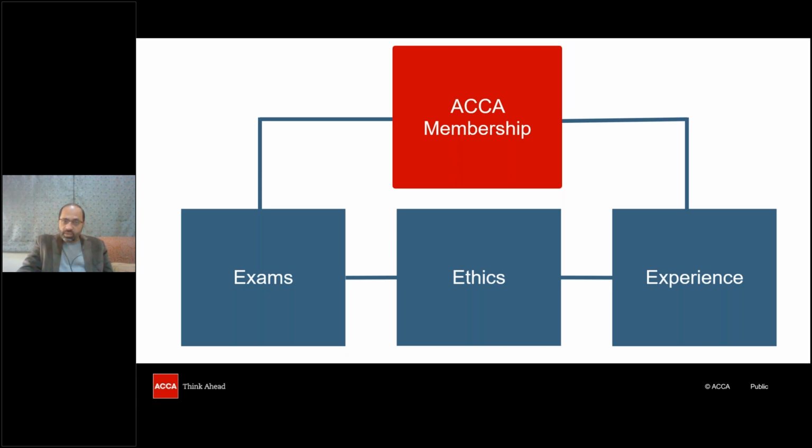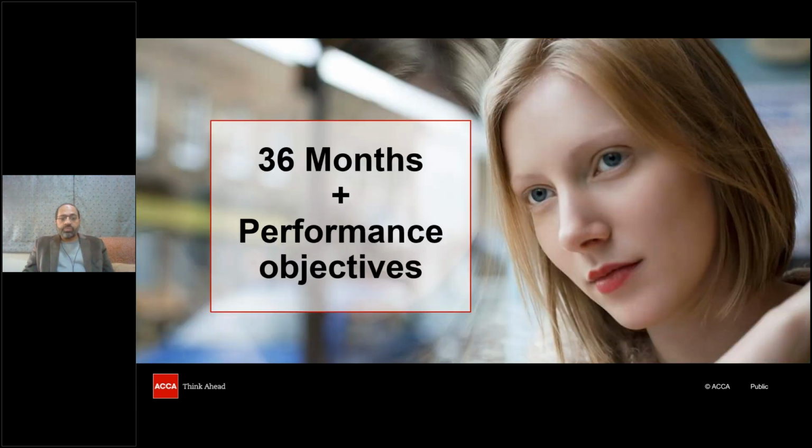If one of them is missing, you don't go on to be called an ACCA member. Please remember that. Now, talking specifically about the experience, and I'll very quickly rush through it: 36 months plus achievement of performance objectives. So 9 performance objectives to be achieved in a matter of 36 months.